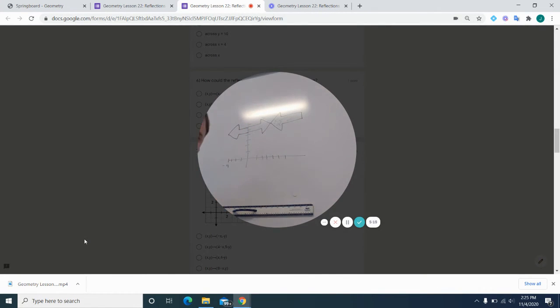Once again, I'm not doing it perfect, but look, this point was originally at 4, 5. Now we're going to have a point. If you flip this over the y-axis, your point right here will be at negative 4, 5. Notice that on the new one, the point's at negative 4, 5. So I'm taking this and I'm flipping it over the y-axis.